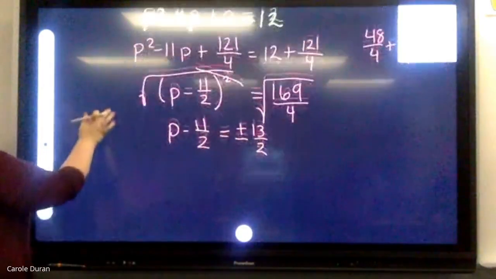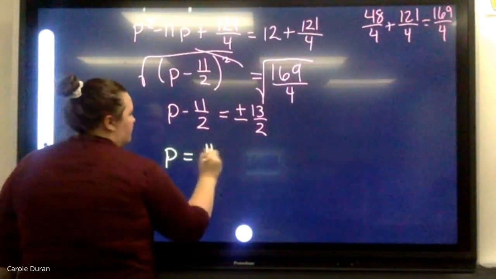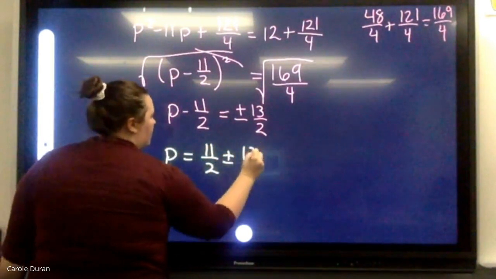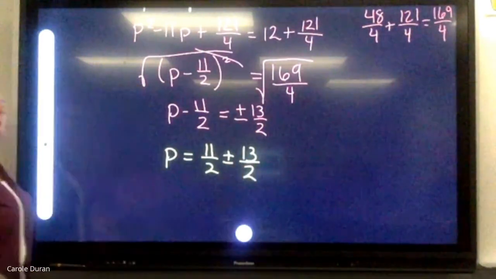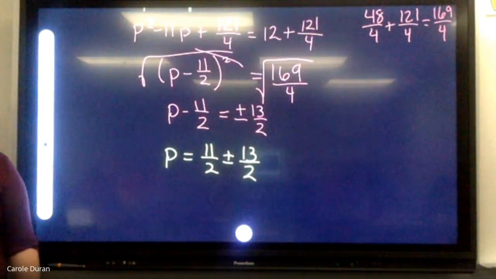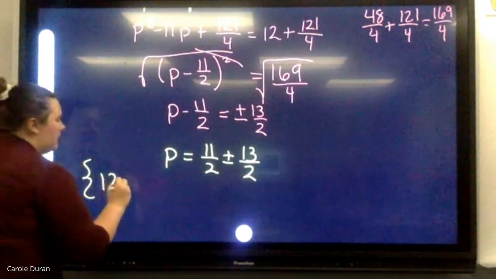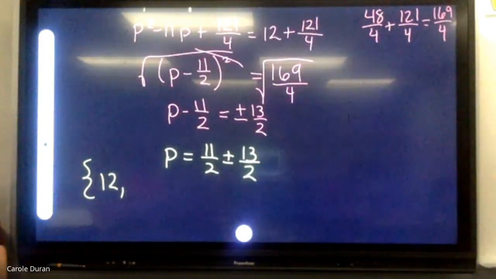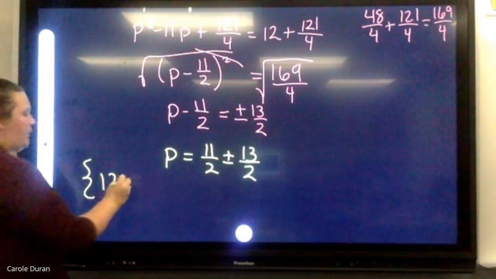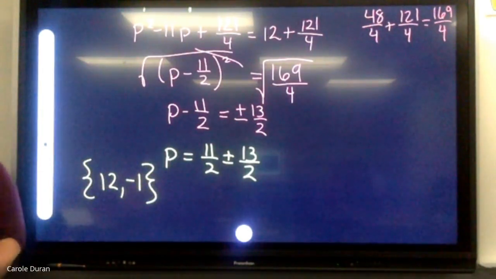Add over the 11 over 2. So then I add over the 11 over 2, split it into the two problems and I solve it out. So 11 plus 13 is 24. 24 divided by 2 is 12. 11 minus 13 is negative 2. Negative 2 divided by 2 is negative 1. So I get 12 and negative 1 as my solutions.